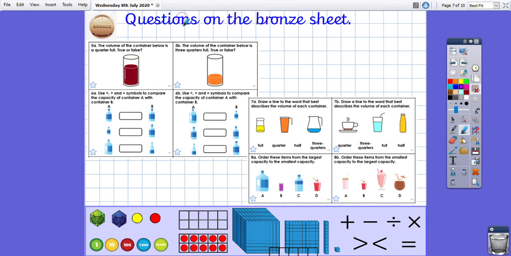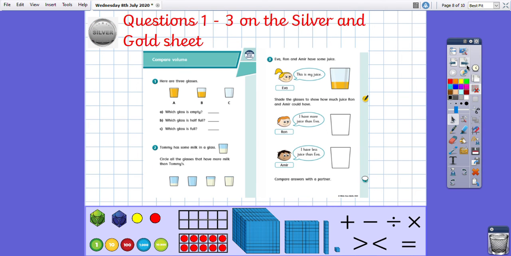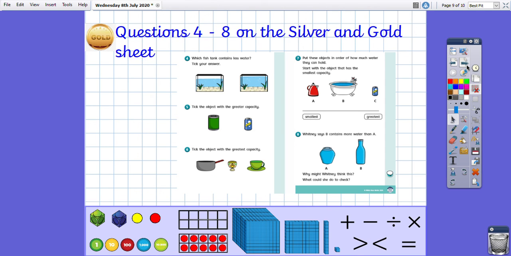And that's it. So, bronze. You need to tell me if the glasses are quarter full or 3/4 full. You need to use the comparison symbols, so the greater than, less than and equals to for these. You've got to draw lines to match the description to the container, and then you need to order the containers based on their capacity. Silver, you're doing questions 1, 2 and 3 on the silver and gold sheet. Gold, you're doing questions 4, 5, 6, 7 and 8.